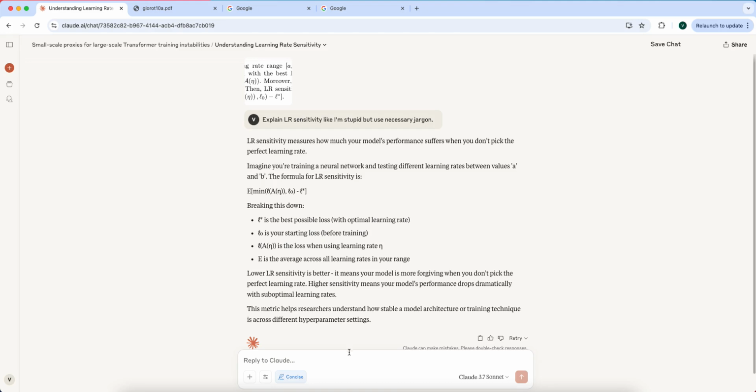Okay, I think that makes sense. Can you give me an example? Simple example with real values.